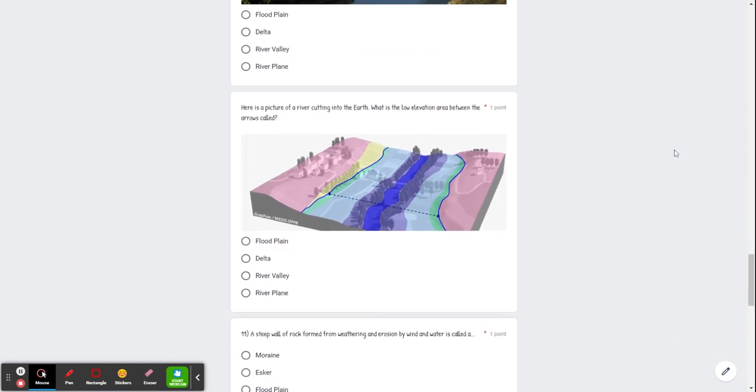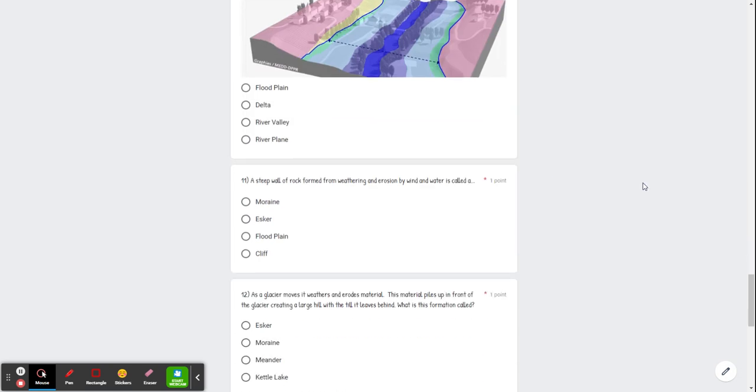Number 10, here is a picture of a river cutting into the earth. What is the low elevation area between the arrows called? So this green to blue area, is that called a floodplain, delta, river valley, or river plain?